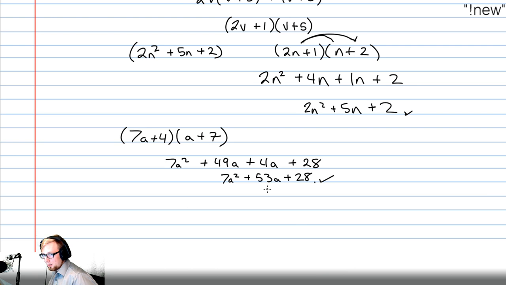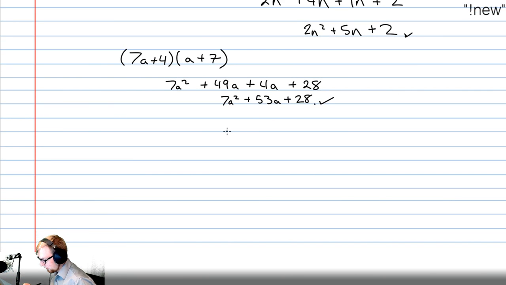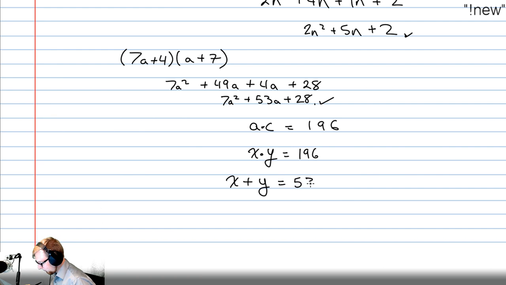But you did notice that 53 was the addition, right? What do you mean by that? Well, so you said it was 196, right? A times C? Yes. Okay, so you need two numbers that multiply together to give you 196. But then you needed those two numbers to add together to give you 53.